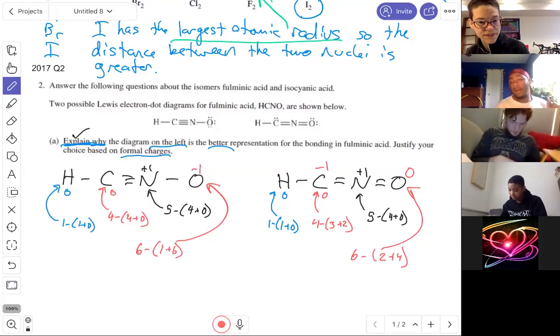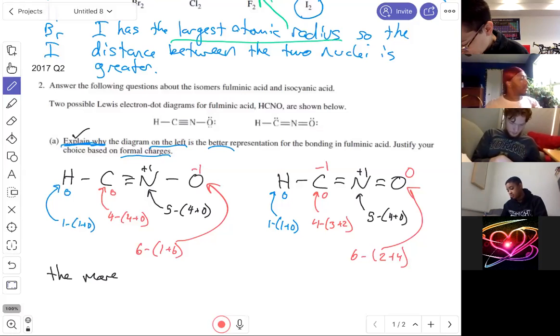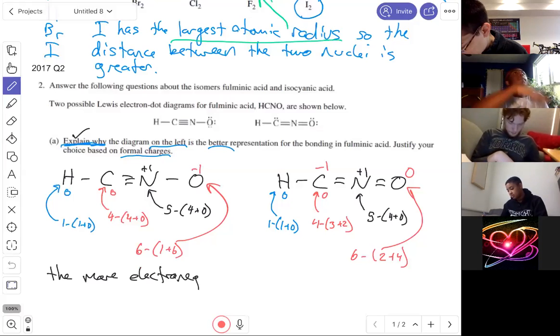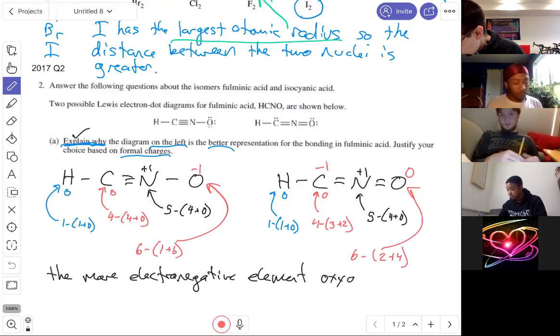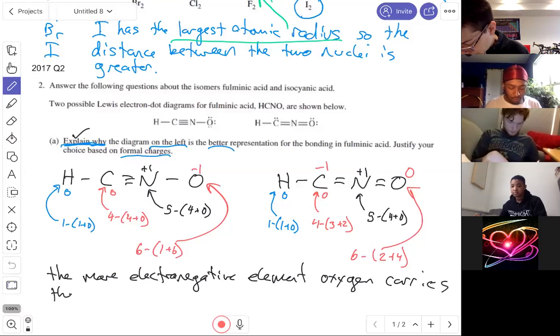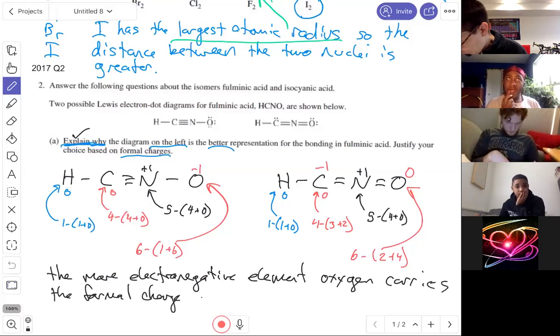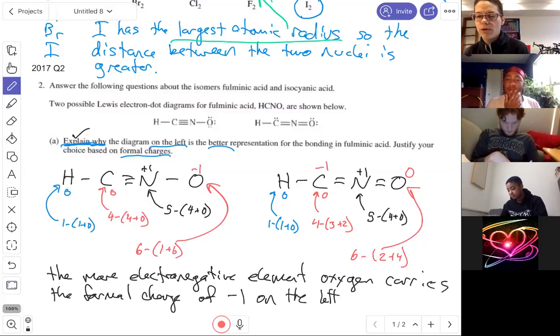So you have to say that the more electronegative element, oxygen, carries the formal charge of -1 on the left, right? So that's the important part.